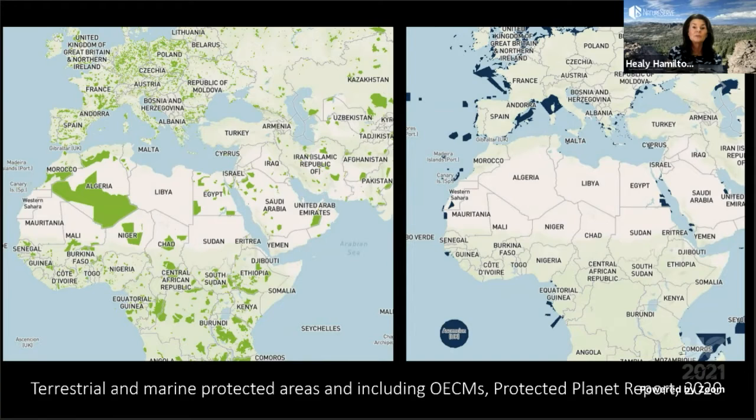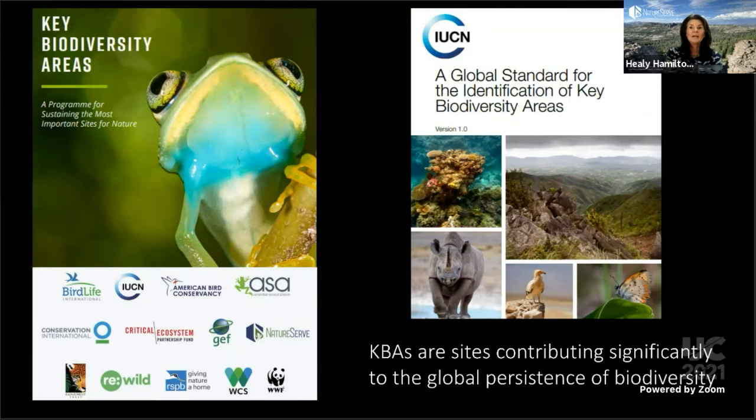The conservation community has made great strides recently in developing standardized approaches to how we identify and delineate the places that are the most essential for the persistence of biodiversity. Key biodiversity areas are built on more than 30 years of experience in identifying important sites for different taxonomic, ecological, and thematic subsets of biodiversity.